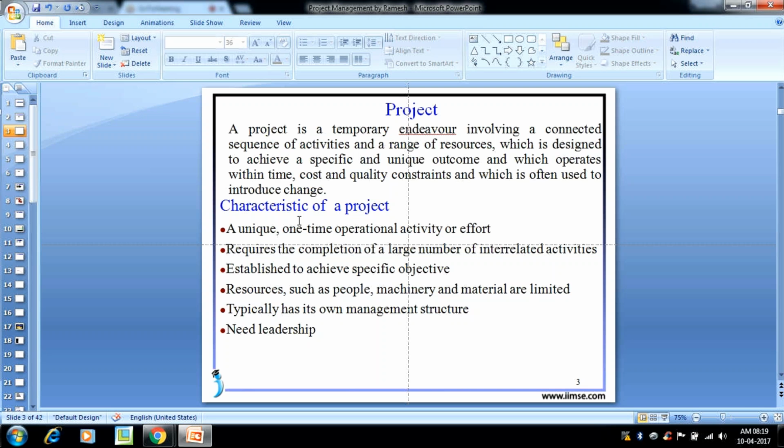Here, this project is a temporary window. That means we should be able to complete our project within the time by using some resources. Here, resources are the most important. Do you know what a resource is?